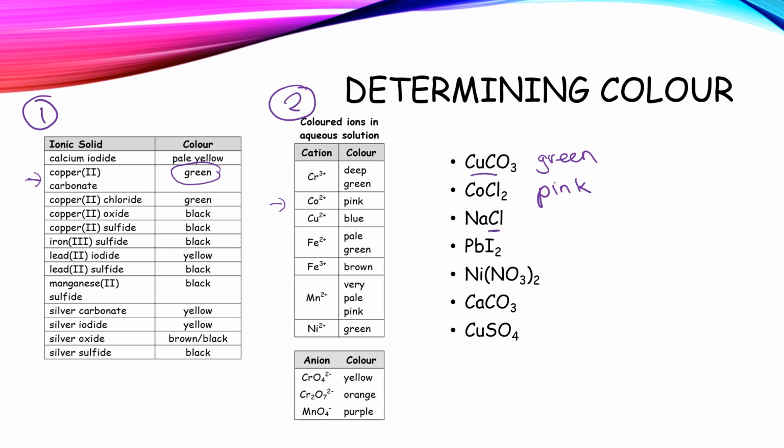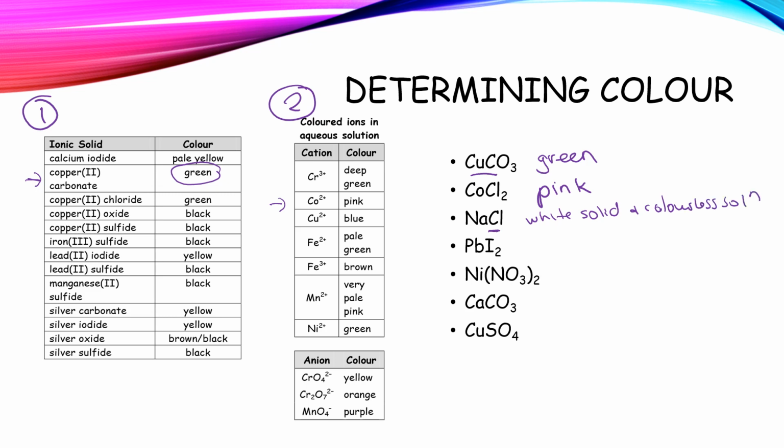The next one I look at is sodium chloride. I'm going down my exception list, I see no sodium chloride, then I go down my coloured ions list, and it's not there. Now if it's not there, then it's a white solid and a colourless solution if it was dissolved.